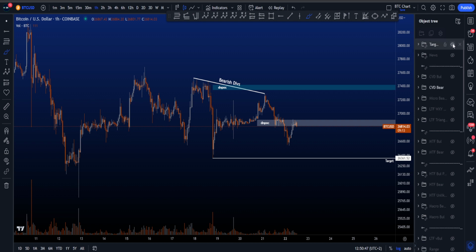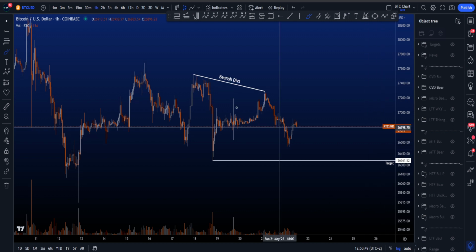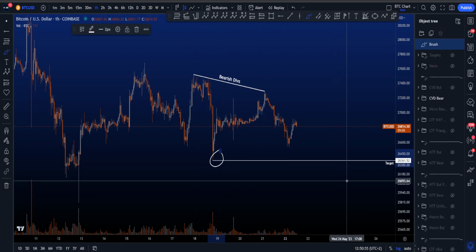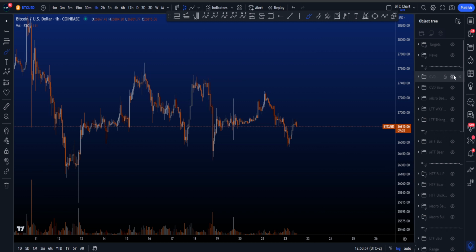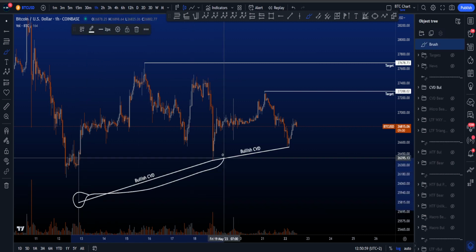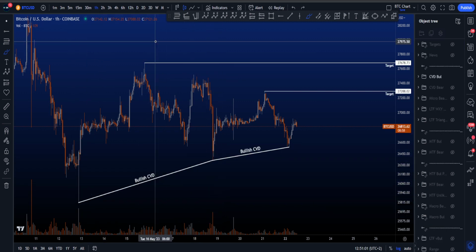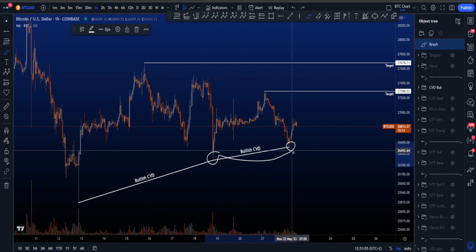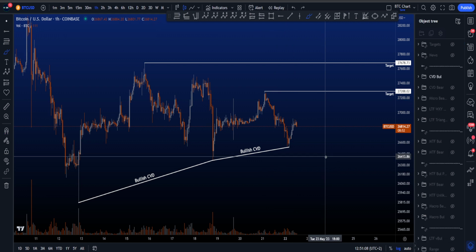Then the divergences, always important to check out the divergences. We have the bearish divergences, 2 highs over here, lower high, where the target is going to be 26.3K. But we also have bullish divergences over here. Higher low on price, lower low on the CVD, where the target is 27.6K, and we have a newly formed bullish divergence here where the target is 27.2K.